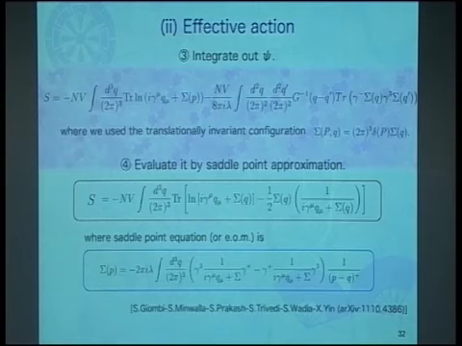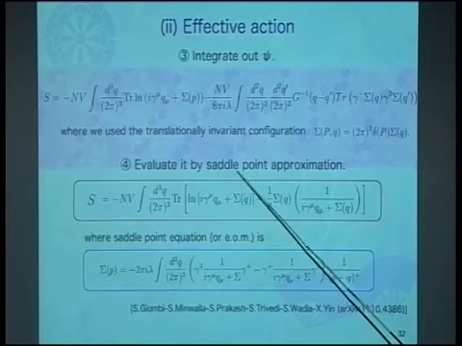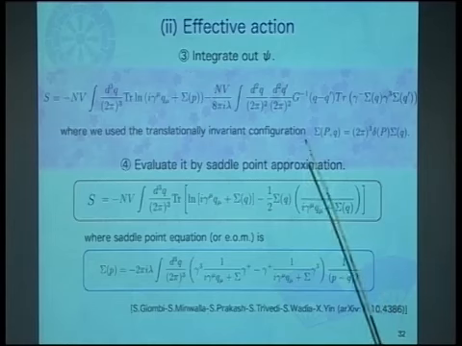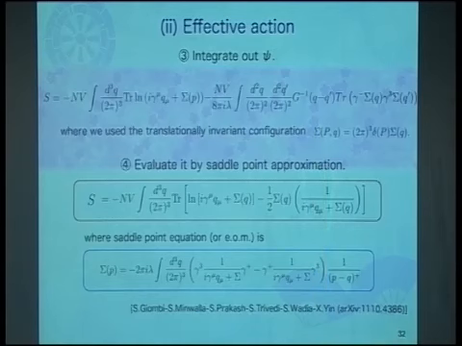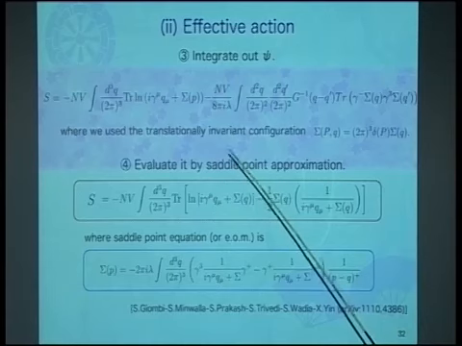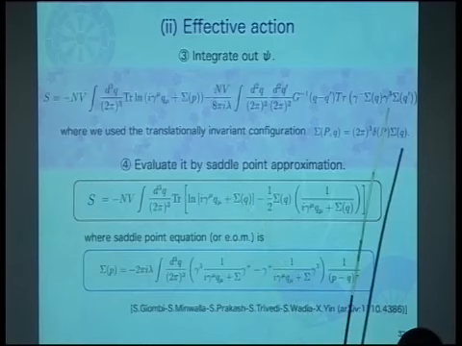And now, from this, we evaluate by saddle point approximation to obtain the leading order in large N. And the saddle point equation looks like this, and this actually is the same as the Schwinger-Dyson equation on the previous page.